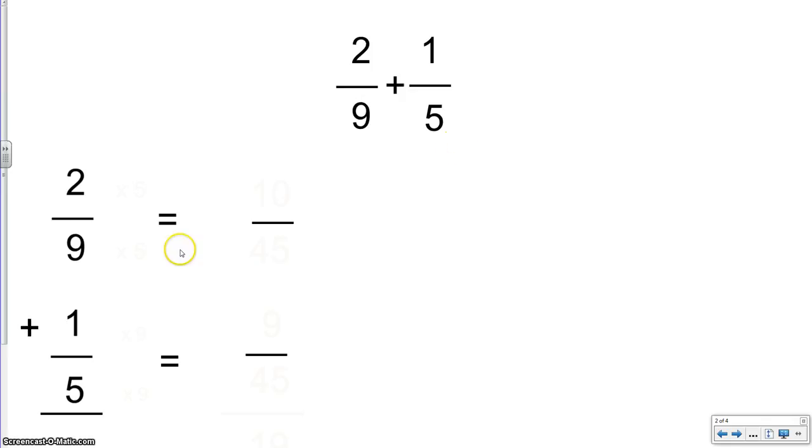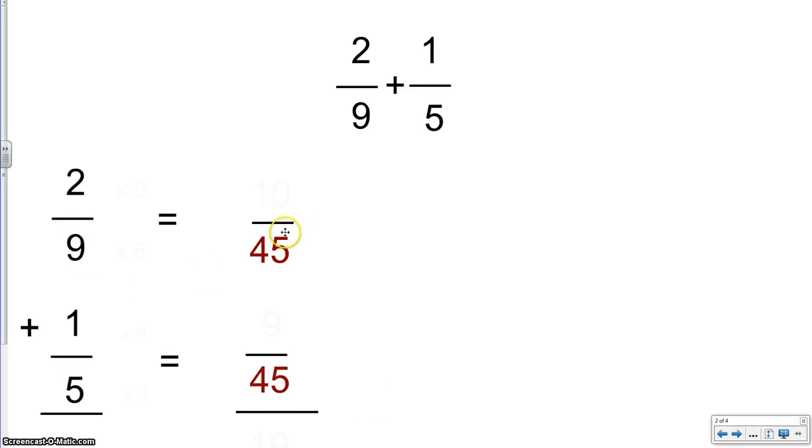So first thing we have to do is set up our two fractions on the side, and then we can multiply. We use that trick where you can just multiply your 9 and your 5, or you could always use your least common denominator or the least common multiple. But the easiest way is just to multiply 9 times 5, and we get 45. So we're going to put 45 as our new denominator.